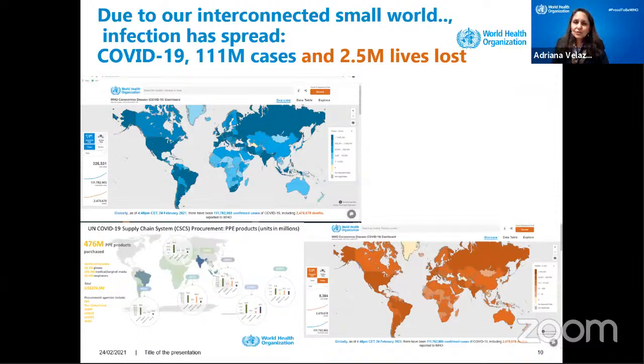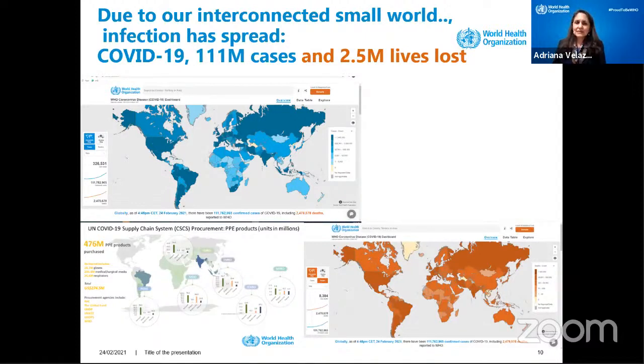So why is the world small? Because due to our interconnected small world, infection has spread. Now we have 2.5 million lives lost, and this is the map on the right hand in orange. And then we have 111 million cases of COVID. This is a major issue. How are we going to face it?